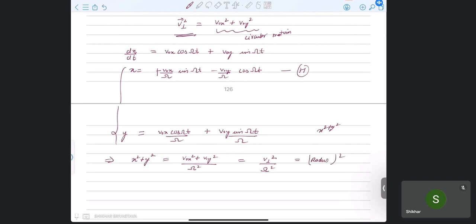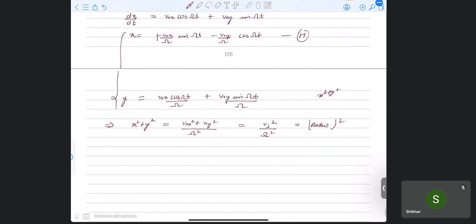The radius of the circle is this. So the radius will be, I will just write it as radius, and this radius is what? V perpendicular upon omega, where omega is qB by m. So the particle will move in a circle with radius V perpendicular times m by qB in the xy plane, which is perpendicular to the direction in which the field is applied.